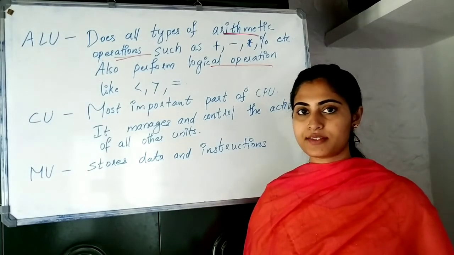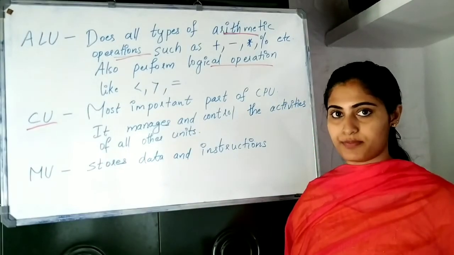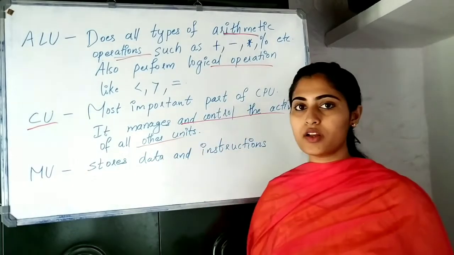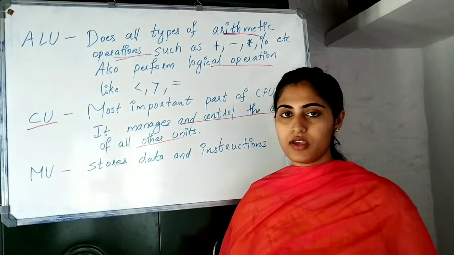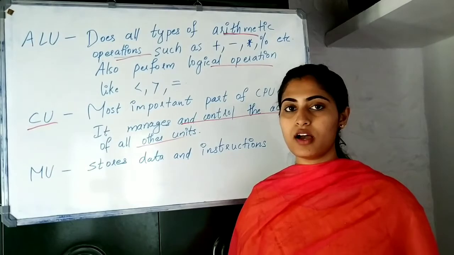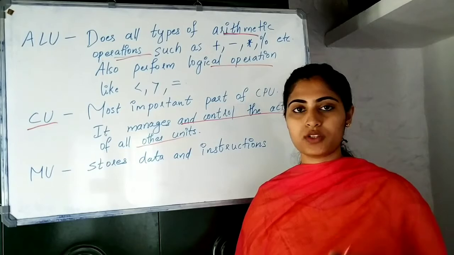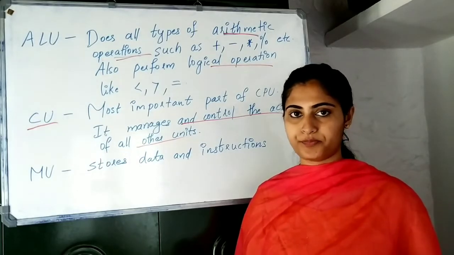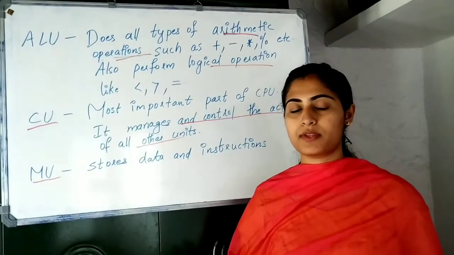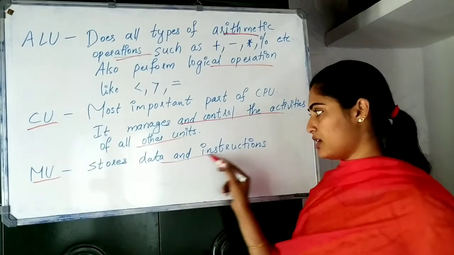The next part is CU. It is the most important part of the CPU. It manages and controls the activities of all other units. And the third one is the memory unit. From the name itself, we can understand it is used for storing the data and instructions.